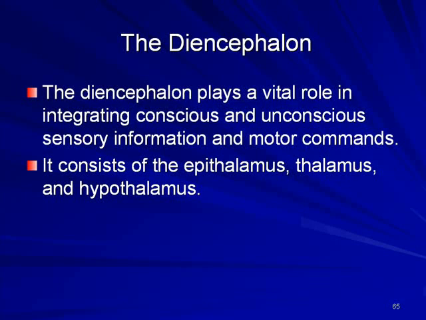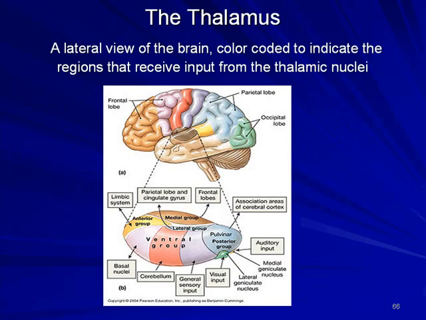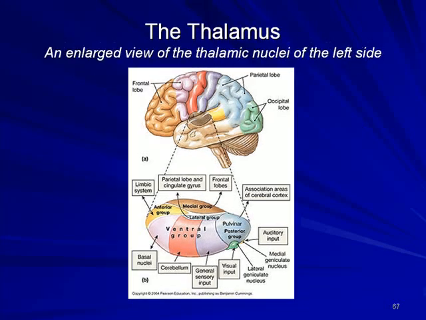The diencephalon plays a vital role in integrating conscious and unconscious sensory information and motor commands. It consists of an epithalamus, thalamus, and hypothalamus. This is just a color-coded view that would demonstrate where these major groups are: medial group, lateral group, anterior group, posterior group, ventral group.